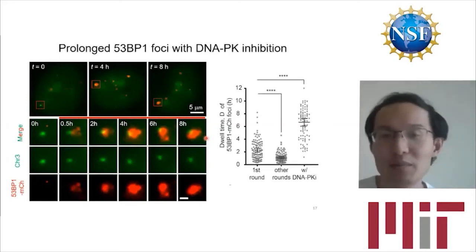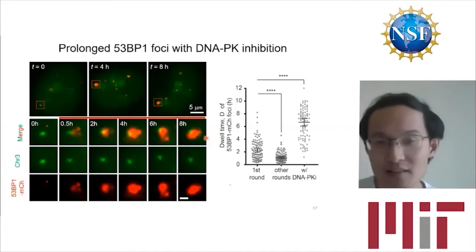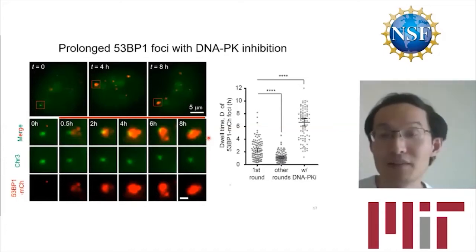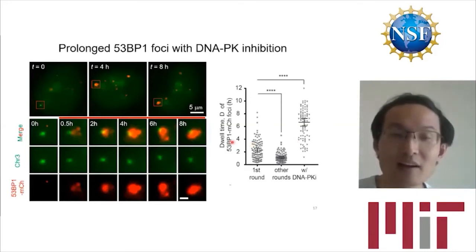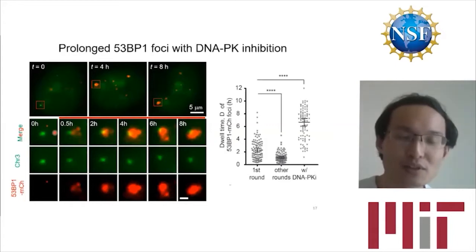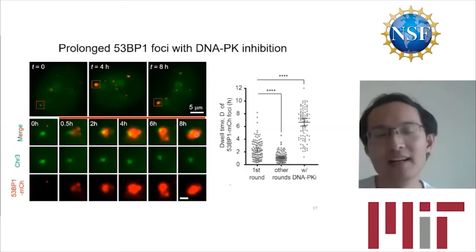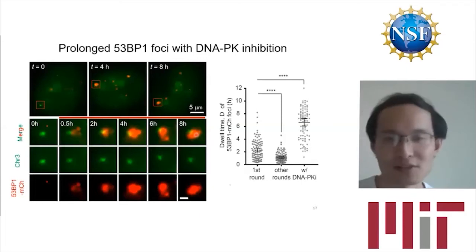So when 53BP1 shows up, it's detected, and when 53BP1 is gone, repair is finished. Interestingly, when we use the DNA-PK inhibitor, we mostly see just one round of 53BP1 recruitment, and it lasts for the entire imaging session.